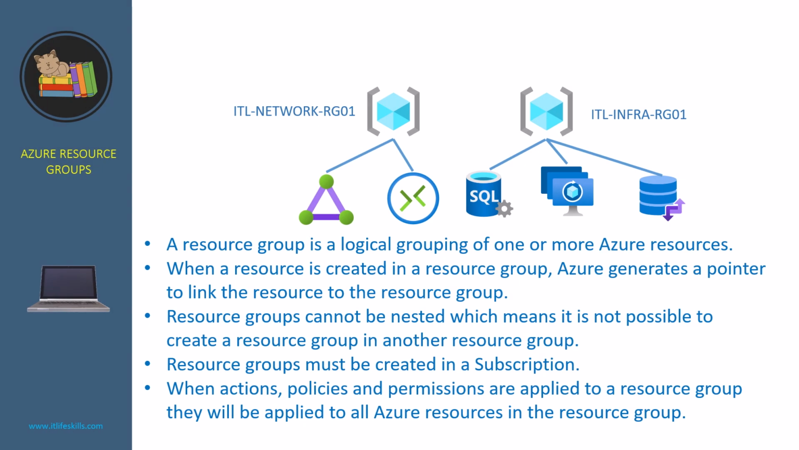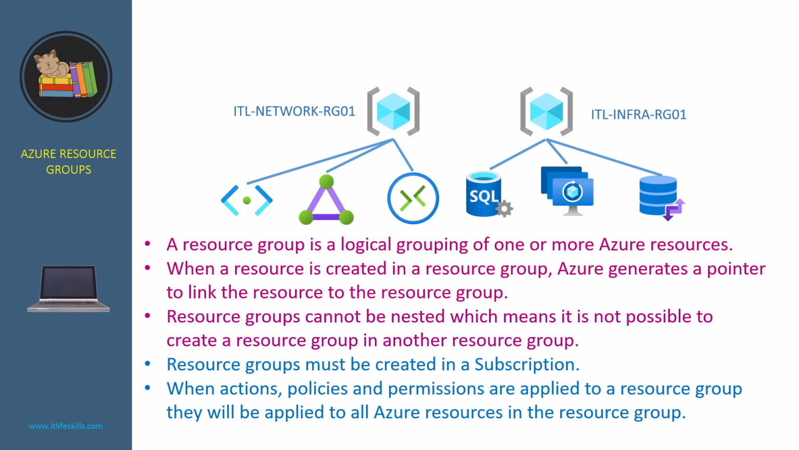So what is an Azure resource group? An Azure resource group is a logical grouping of one or more Azure resources. When a resource is created in a resource group, Azure generates a pointer to link the resource to the resource group. For example, when we create this Azure VNet in the network resource group, Azure will generate a pointer to link the VNet to the network resource group like this.